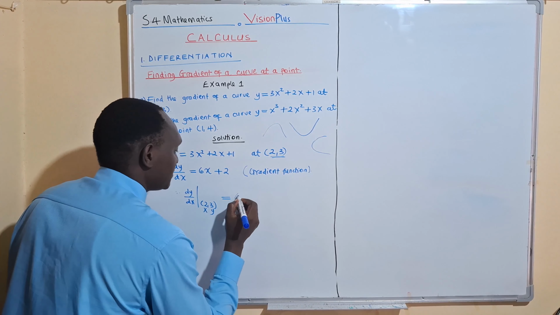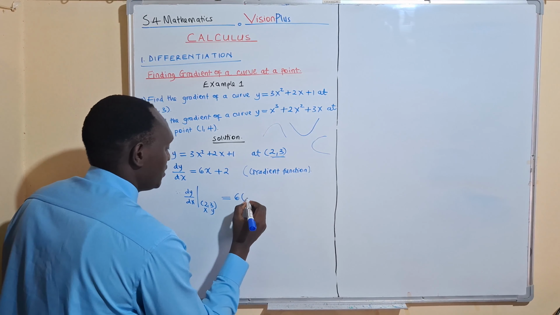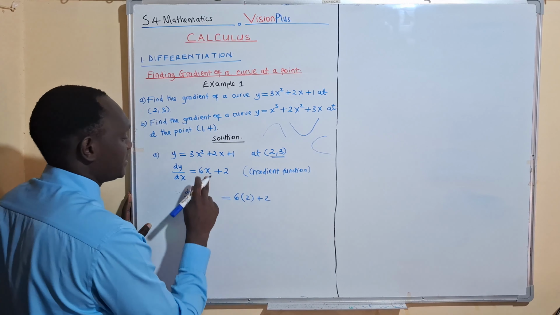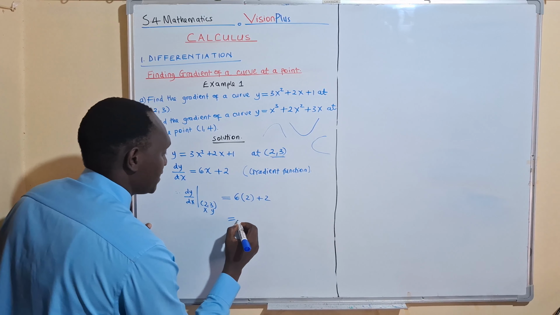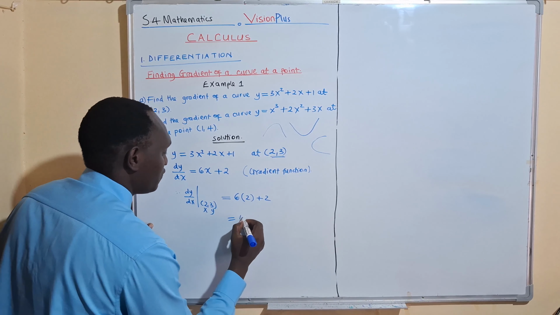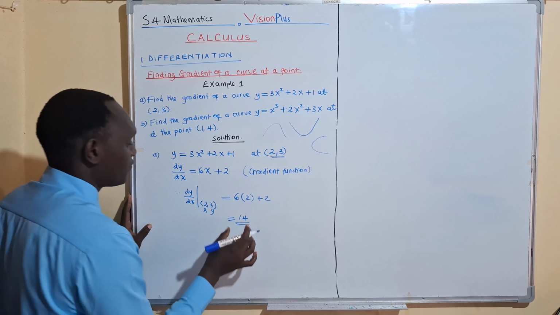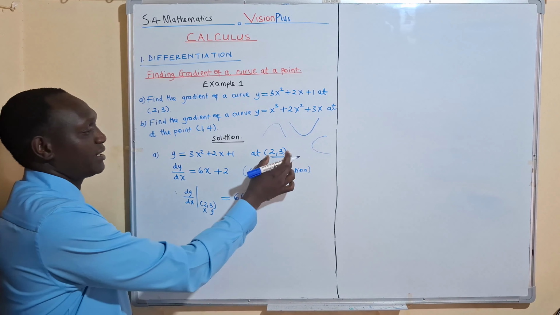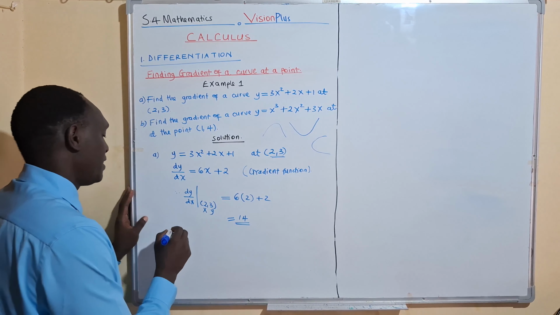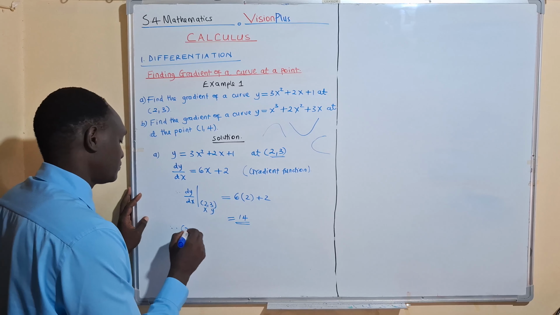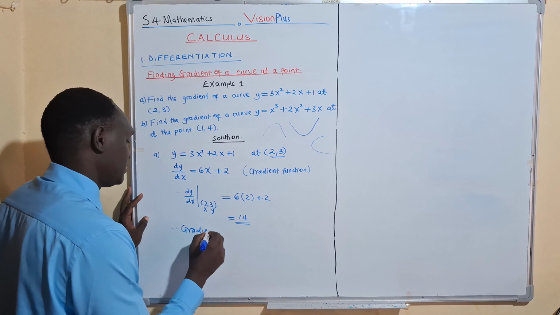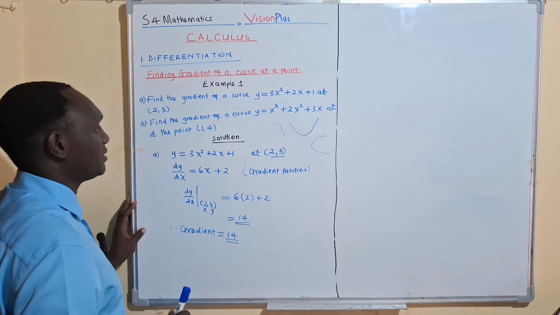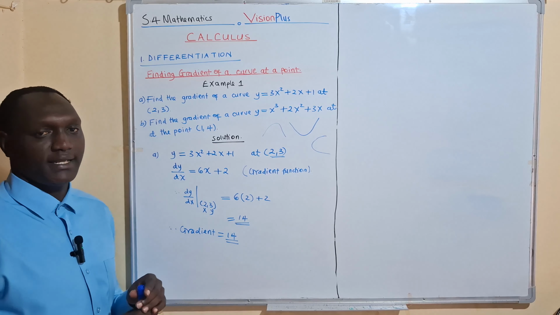So here we shall have 6 into x, which is 2, plus 2. Just substitute for x here. This gives us 12 plus 2, 14. So 14 is the gradient of this curve at the point 2 and 3. Therefore, the gradient is 14. And simply, that is the solution for part A.